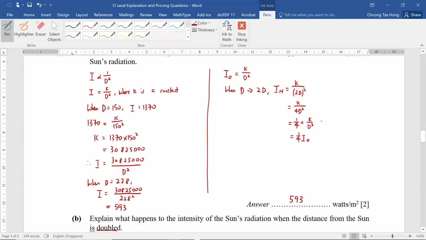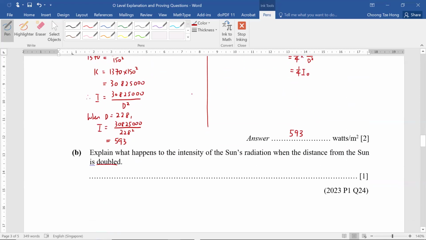For a relationship whereby the intensity is inversely proportional to the square of the distance, when you double the distance, the intensity becomes a quarter. So now we can answer this question already.